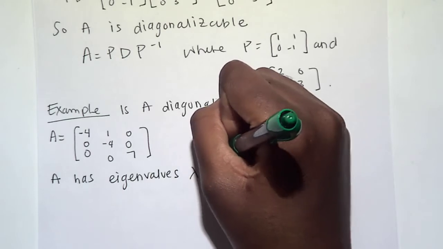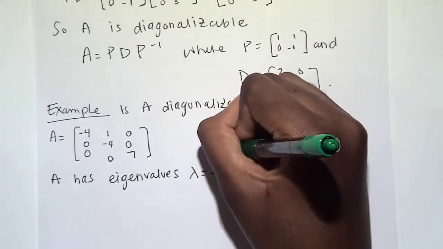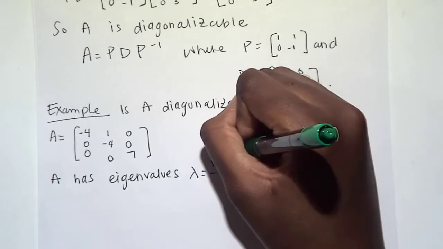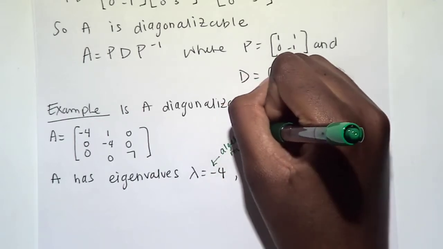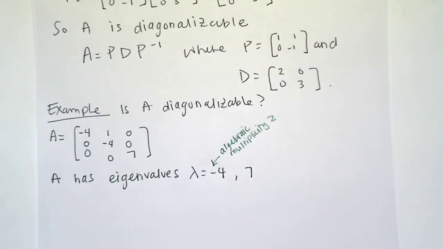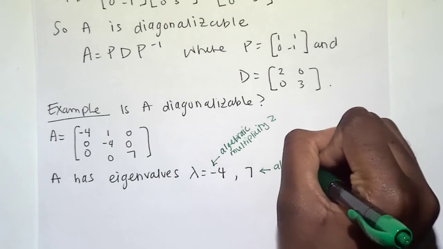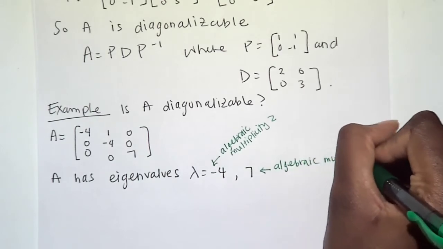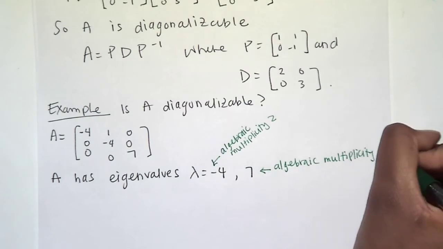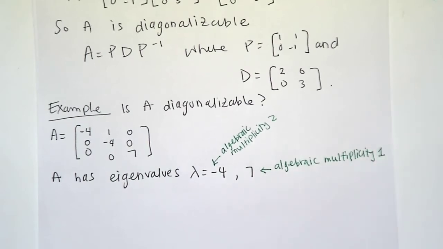This eigenvalue has algebraic multiplicity 2. And since the 7 is only listed once, this eigenvalue has algebraic multiplicity 1, giving us a total of 3. So 3 by 3. Now that we have the eigenvalues, we need the eigenvectors, right? So let's go ahead and set this up.